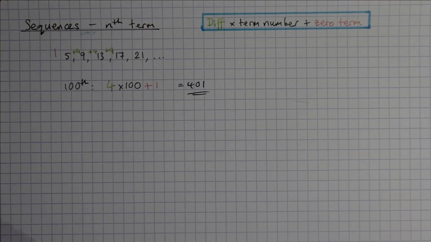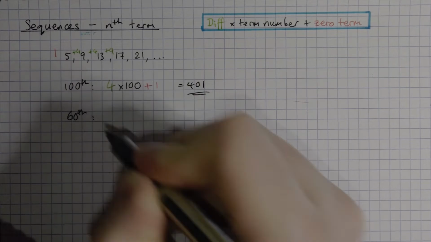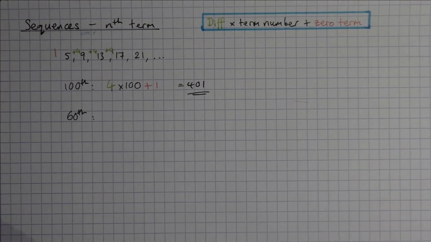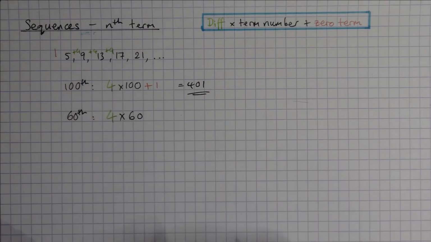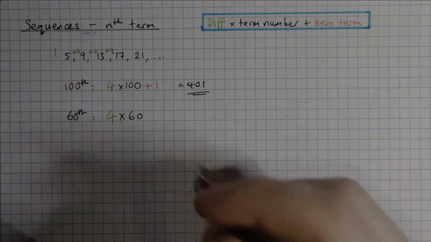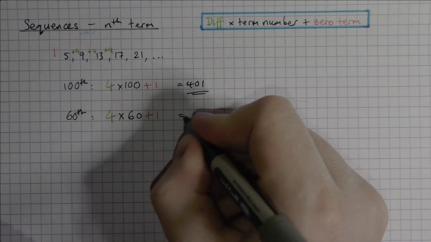How about the 60th term? Okay, if I want to know what the 60th term is, I'll use this rule, difference times term number plus 0 term. So 4 is the difference, 60 is the term number I want, 0 term we've established is 1. Well, 4 lots of 60 is 240. So I think that gives me 241.